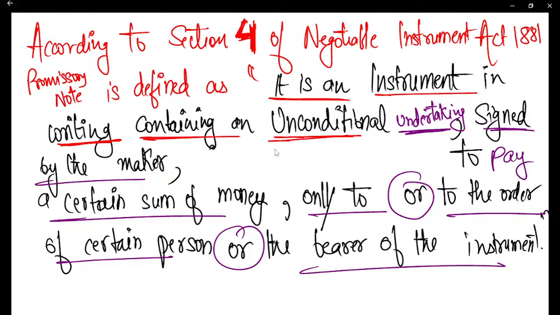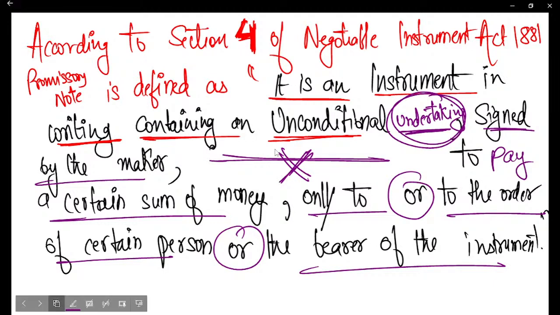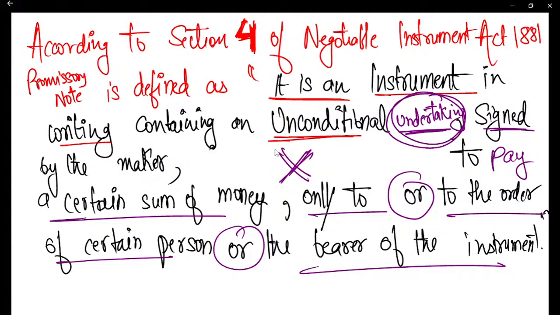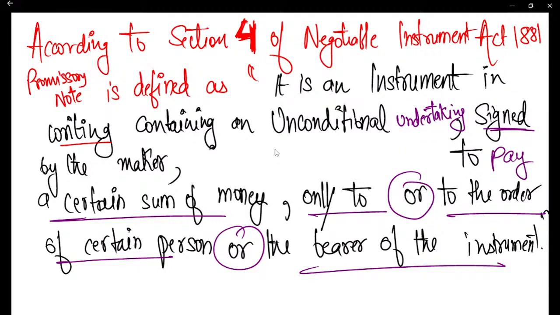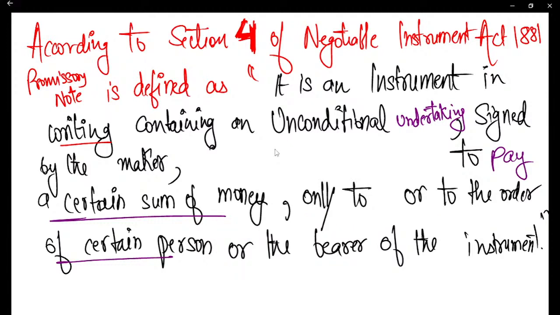Everything else is the same. बाकी सब सेम है, सिर्फ दो चेंजेस थे. The word undertaking and this line is now removed. We are not directing any person. So you can see the whole definition is same except two things. We are not directing any person and this is not unconditional order. This is unconditional undertaking. उसके बाद सब कुछ same है.